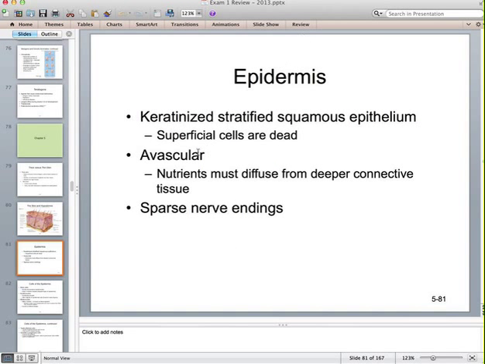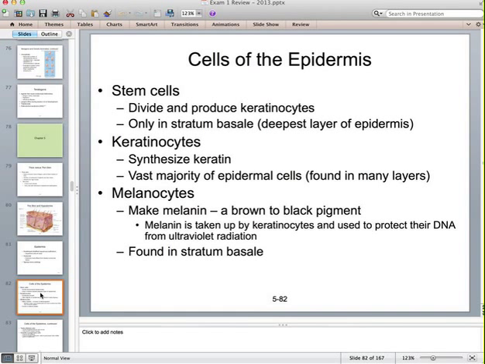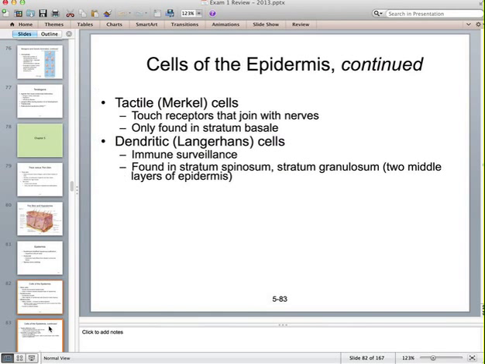The epidermis, again, it's keratinized, avascular, not a lot of nerve endings. And then there's 5 cell types that we've talked about over and over in the epidermis. Stem cells, keratinocytes, which are really what you think of as skin cells, melanocytes. Then you have tactile cells and dendritic cells. I wouldn't worry about the eponyms so much.